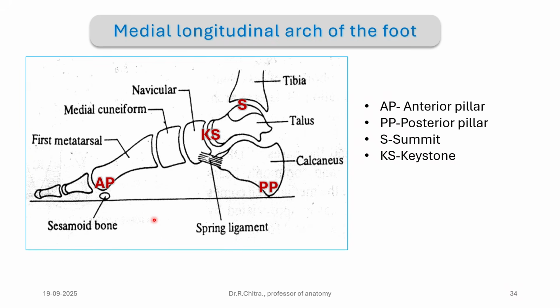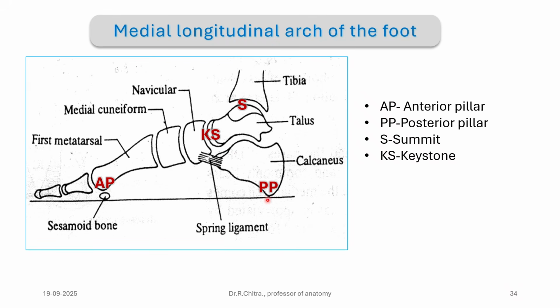Each arch has the following features. Any arch will have an anterior pillar, a posterior pillar, and a highest point or summit, and the most vulnerable part, because if that part is broken, the arch will collapse. That is called the keystone.